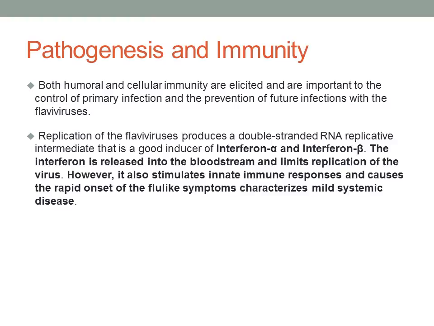Interestingly, replication of the flaviviruses produces a double-stranded RNA replicative intermediate that is a good inducer of interferon alpha and interferon beta. The interferon that is released into the bloodstream helps limit the replication of the virus. However, it also stimulates innate immune responses and causes the rapid onset of the flu-like symptoms, which is characterized as mild systemic disease.